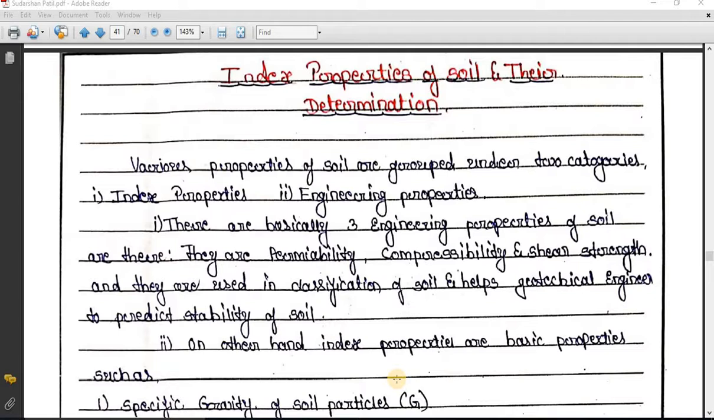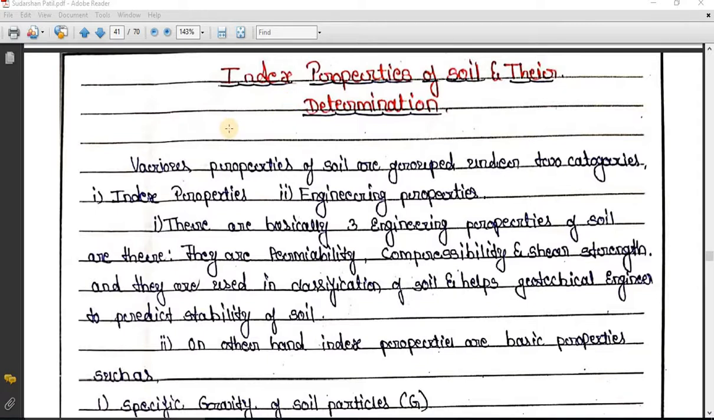So today we are going to discuss the soil mechanics subject. In module number 2, we have already started. In the previous session, we discussed the index properties of the soil and their determination. I have briefly discussed it, so I'll just go through the content we have covered in previous sessions and then we will move forward.